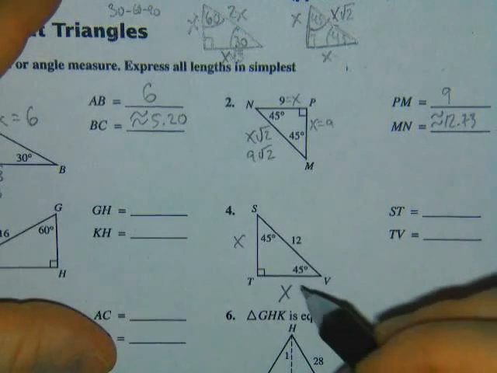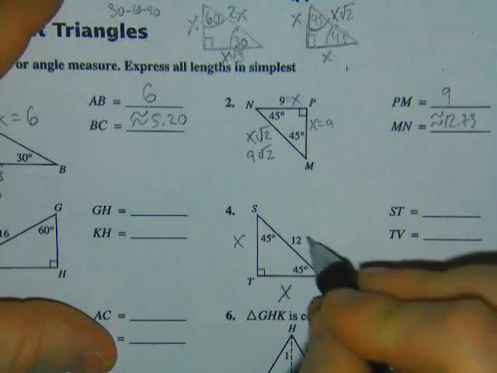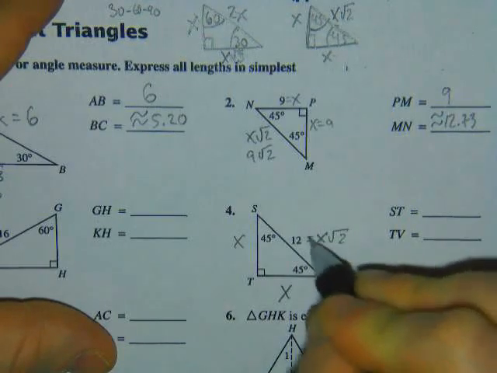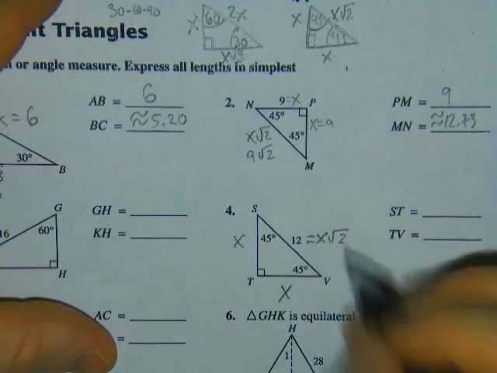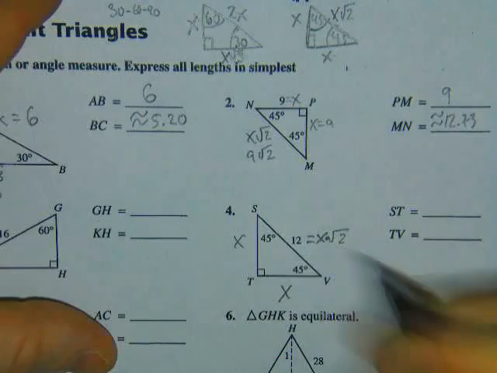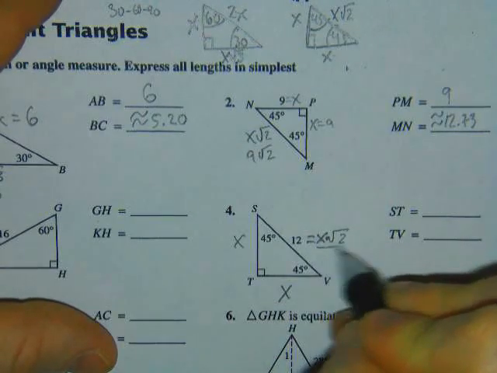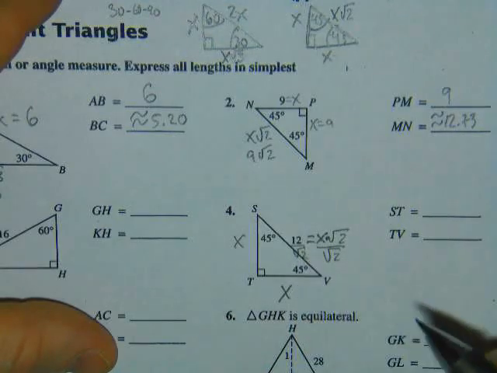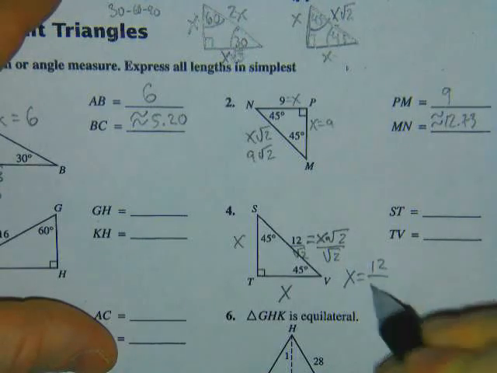Alright, so we don't know what x is. We know that this is x root 2. All that is an algebra problem. That is a times, because there's nothing there. So to undo that, I'm going to divide by root 2. So really what I have is x is 12 over square root 2.